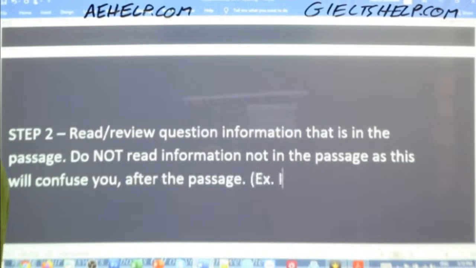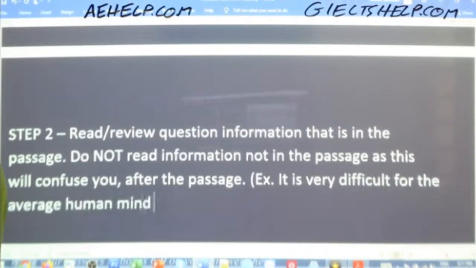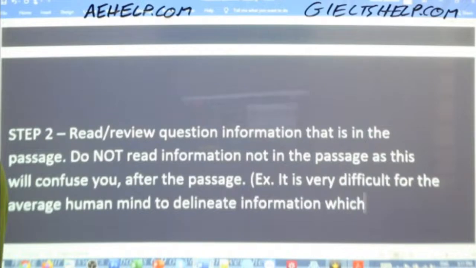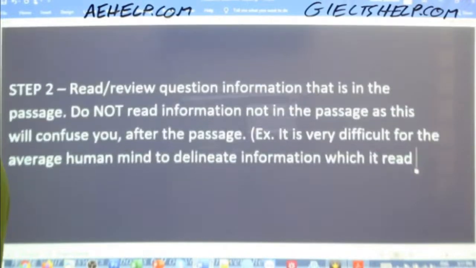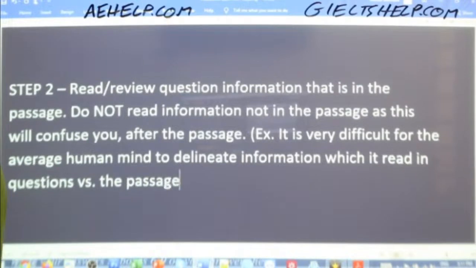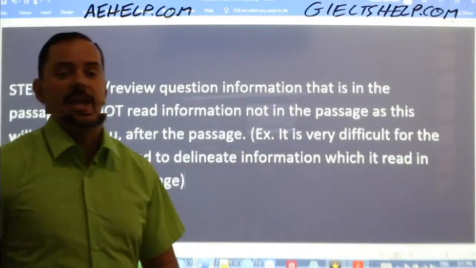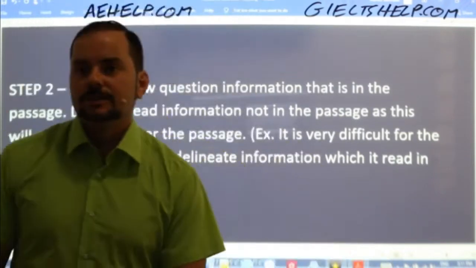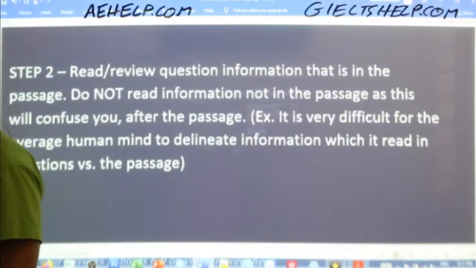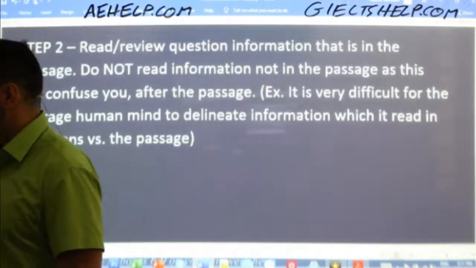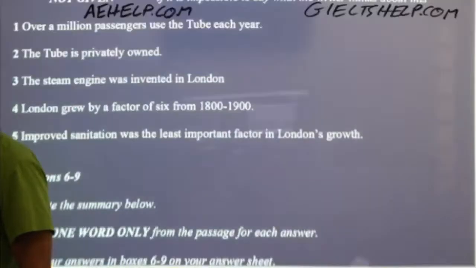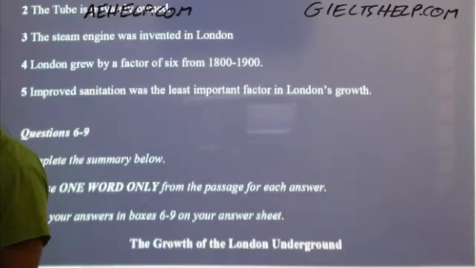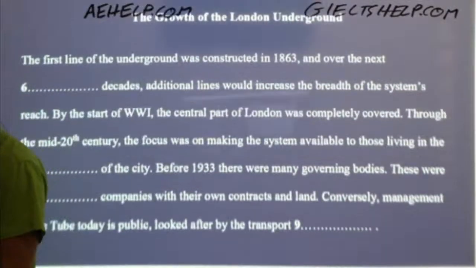For example, it is very difficult for the average human mind to delineate information which it read in questions versus the passage. Okay? So delineate means to differentiate here, to separate the information. So it is very difficult to do that. So don't read information that's not in the passage. So yes, no, not given, don't read it. There are false and not given statements. We don't know which ones they are. We're just going to skip them. We'll get to those later.